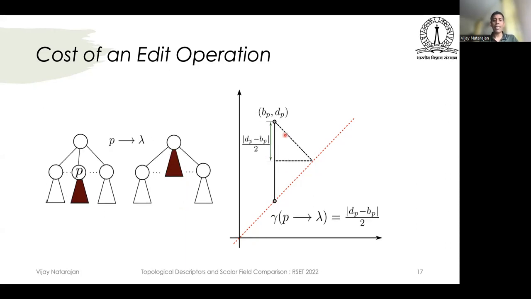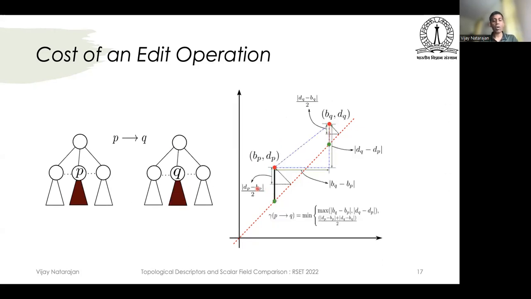The cost of a delete works similarly. There is a deletion, and the deletion takes us from a point down to a point on the diagonal, right? And the cost is similar.